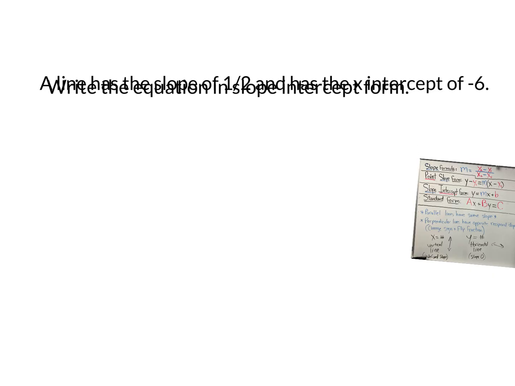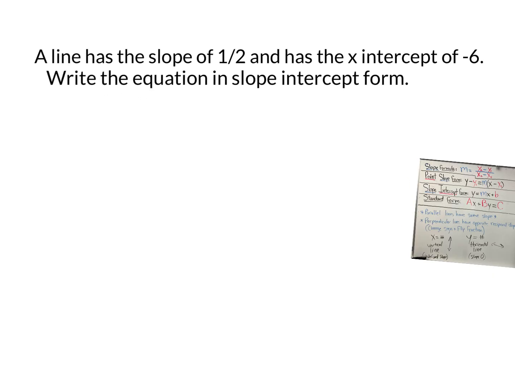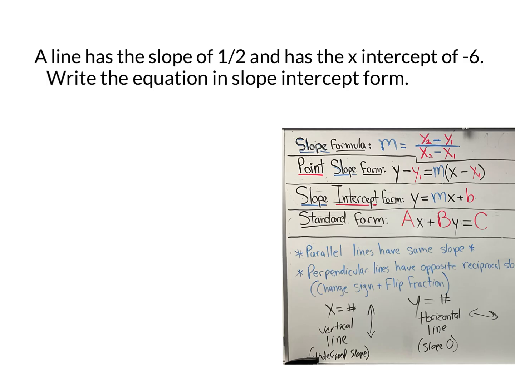If you take a look at this one, you might think that it's the same exact question, but it's really not, right? Right here, it's saying a line has the slope of 1/2 and has the x-intercept of -6. Okay. So what are they giving you here? The slope. And what is an x-intercept? Is that the b value? No. So they're technically giving you a point and they're giving you a slope. So you could use point slope form, but the thing is, what is that point?